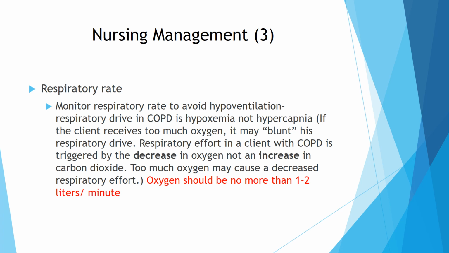hypercapnia. If the client receives too much oxygen, it will blunt his respiratory drive. It will decrease his desire to breathe. Respiratory effort in a client with COPD is triggered by the decrease in oxygen, not an increase in carbon dioxide. So too much oxygen may cause a decreased respiratory effort. Therefore, oxygen should be no more than 1 to 2 liters per minute. Please take note.